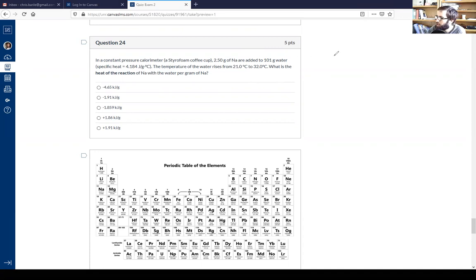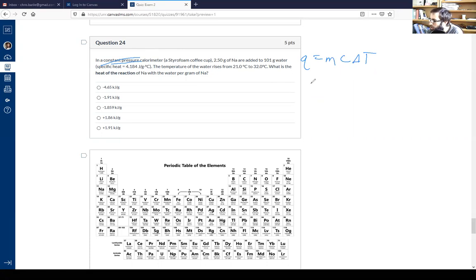So again, this equation is given to you. This is a constant pressure one. You're going to use Q equals mc delta T for the constant pressure ones. The constant volume ones, sorry, that's a bomb calorimeter. This is a constant pressure one, so you use Q equals mc delta T. The constant volume ones, you use Q equals C delta T, and both of those equations are given to you.